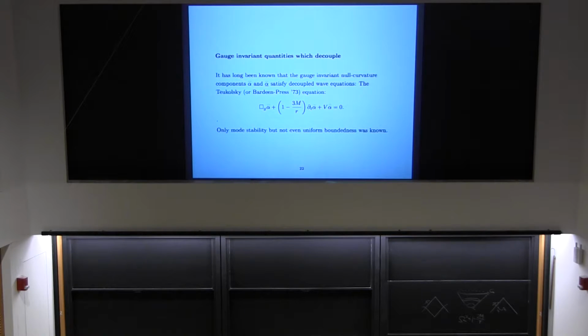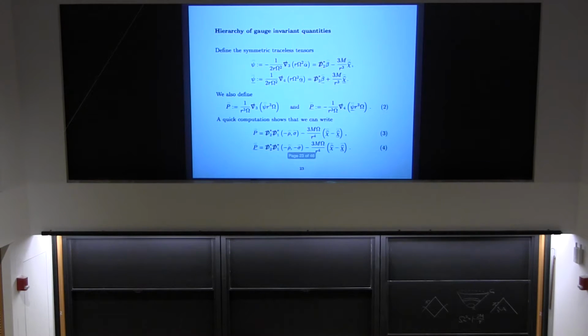So I have a decoupled equation, but unfortunately, not all wave equations are equally good, and this one is not a good one. It was not known even how to prove uniform boundedness for solutions of this linear wave equation on Schwarzschild. The reason is hidden in this first order term, if you like. So how do we actually estimate solutions to the Teukolsky equation? That's the first step in our work.